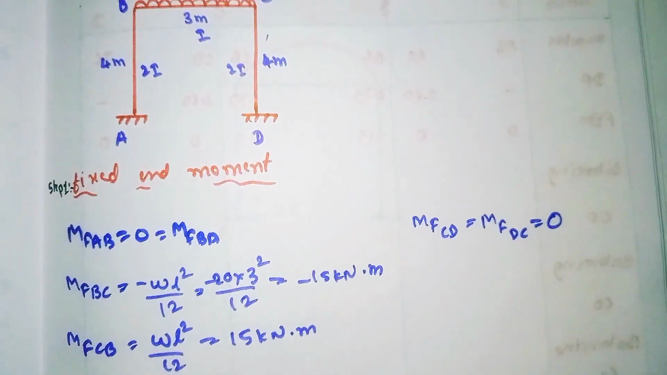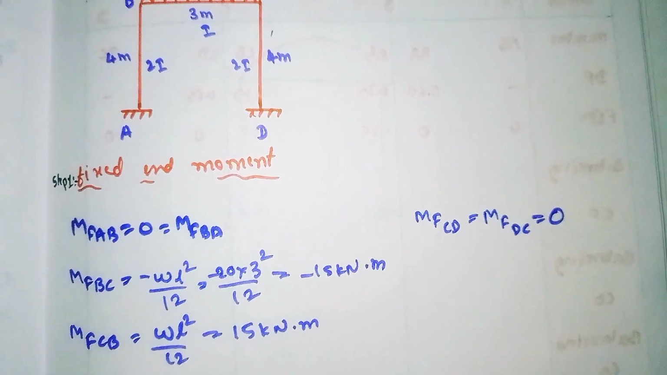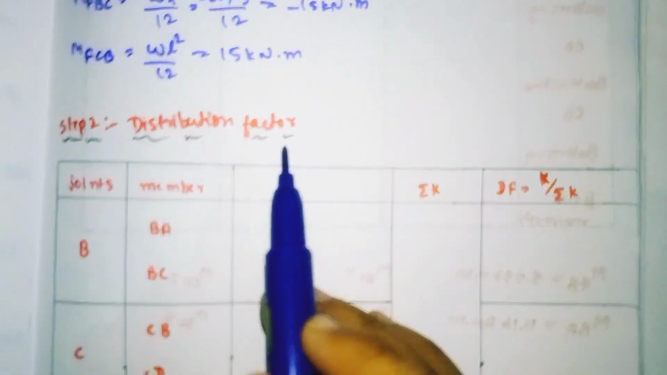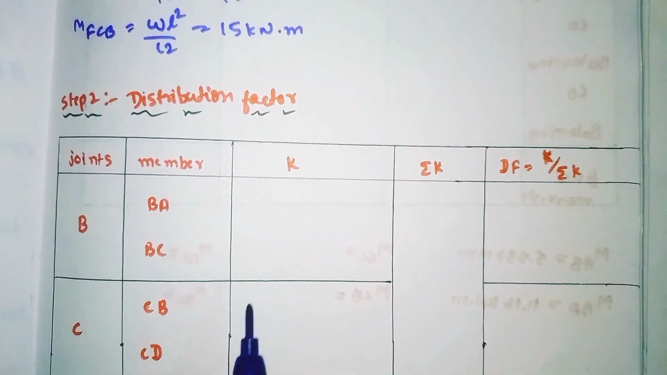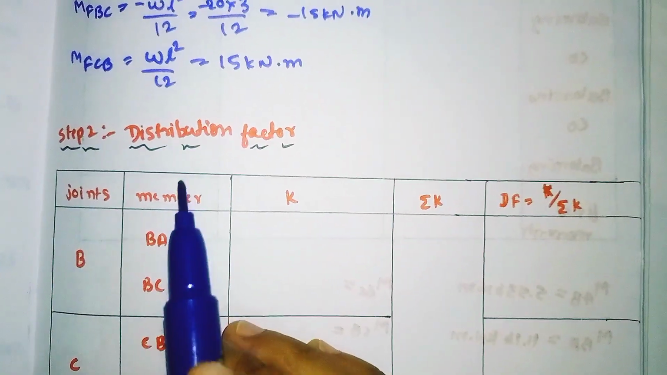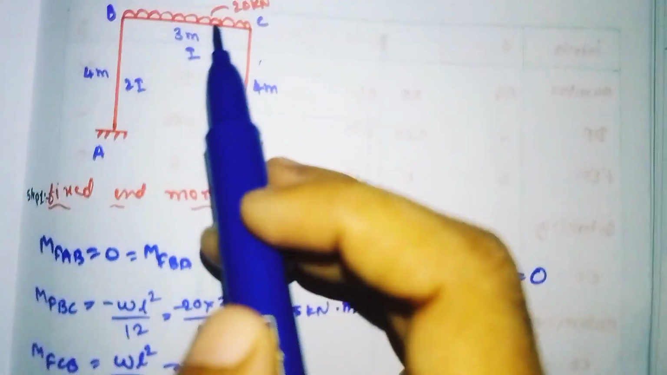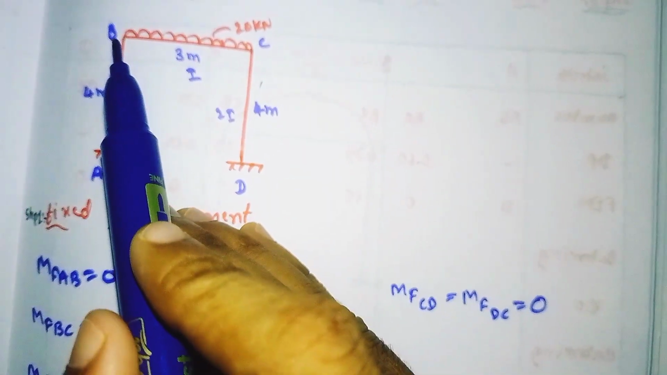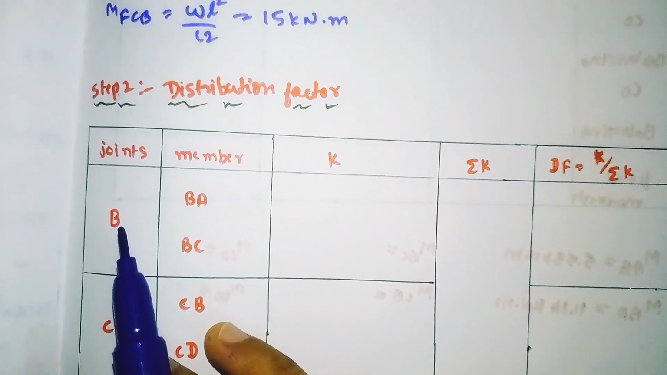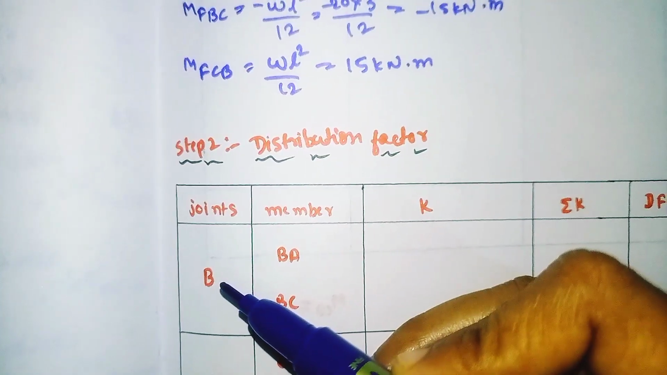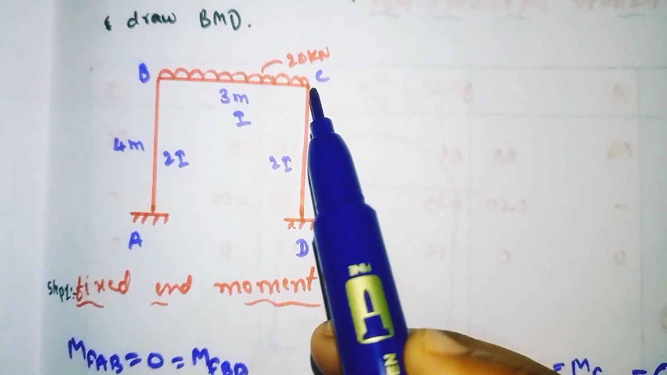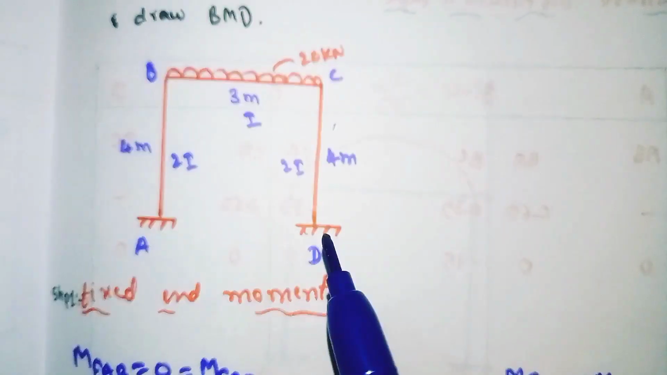So our next step is to find out the distribution factor. Step 2 is to find out the distribution factor. This is the table for finding the distribution factor. We have to find out the distribution factors only at the joints. So here B and C are the joints in this frame, so I have taken B and C. For joint B, we have the members BA and BC. For joint C, we have the members CB and CD.